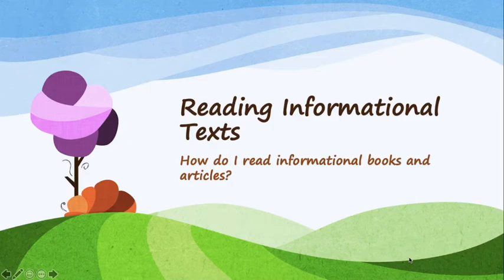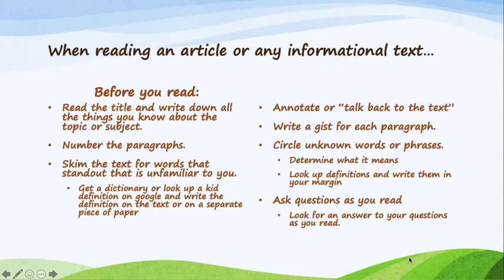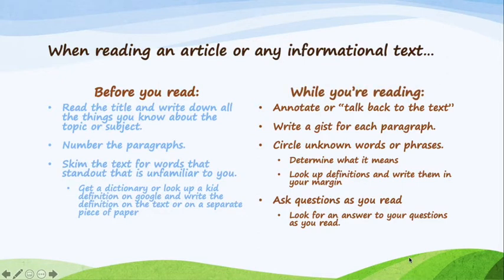Reading informational text. How do I read informational books and articles? When reading an article or any informational text, before you read, read the title and write down all the things you know about the topic or subject. Number the paragraphs. That is very important so that you can keep an idea of where you are and go back to it. Skim the text for words that stand out, that are unfamiliar to you. Get a dictionary or look up a kid definition on Google and write the definition on the text or on a separate piece of paper.